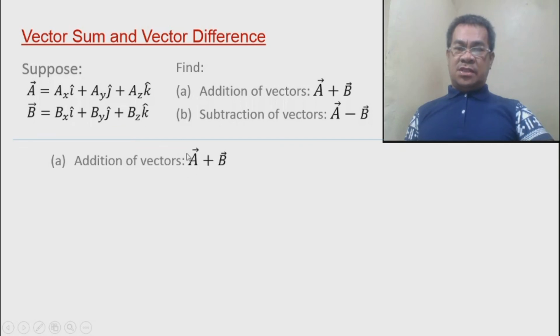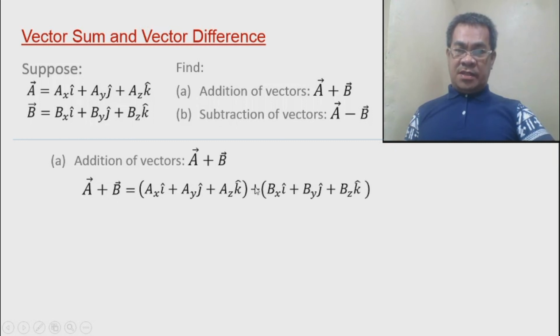So this A is this one, and this B is this one. So you have to combine. We have the vector A added to vector B by simply substituting these values. So this positive sign is the vector sum symbol. So you are adding vector A and vector B.